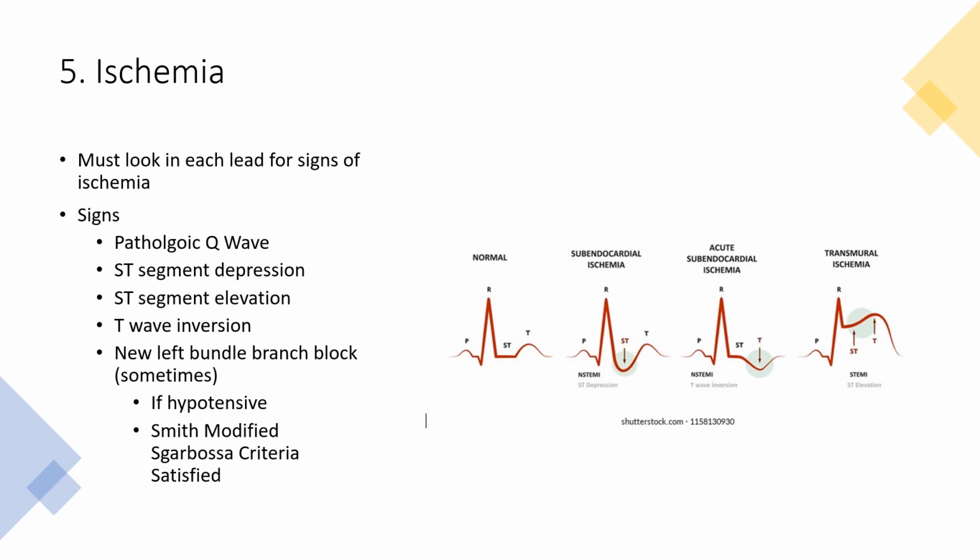Finally, we need to look in each lead of the ECG for ischemia. Signs of ischemia include pathologic Q waves, ST segment depression, ST segment elevation, T wave inversion, and potentially new bundle branch blocks, depending on if they meet other criteria, like being hypotensive or meeting something called the Smith-modified Sgarbossa criteria. We're not going to go too much into bundle branch blocks. We're just going to focus on Q waves, ST segment depression, elevation, and T wave inversion.